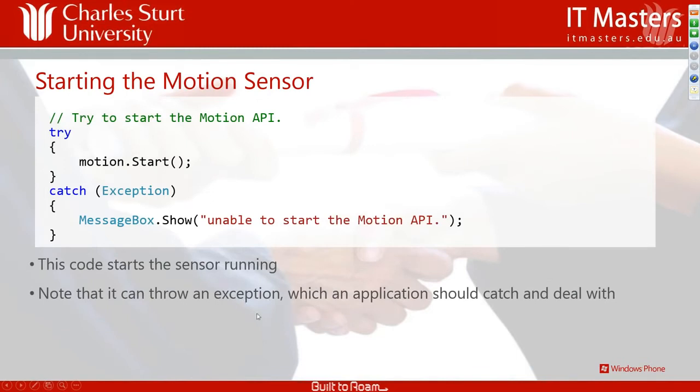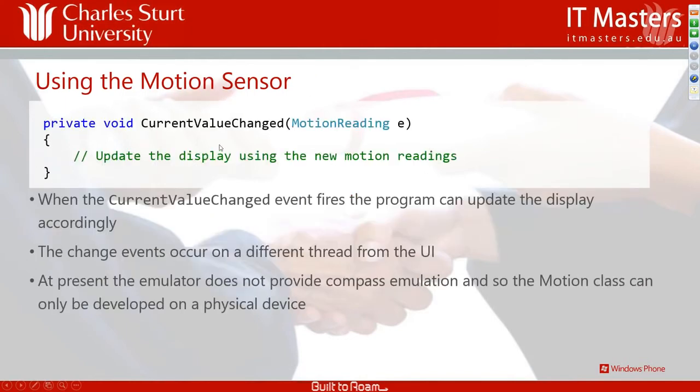To start the actual motion sensor, you call the Start method. Then you get to handle the changed value in the corresponding event handler. Just one thing to note is that this can potentially happen on a different thread from the UI. So if you're going to make any changes to the UI, you will need to make sure that you call Dispatcher.BeginInvoke.